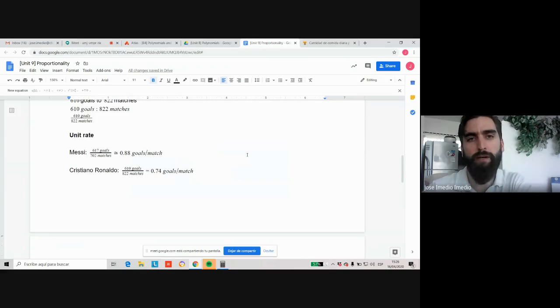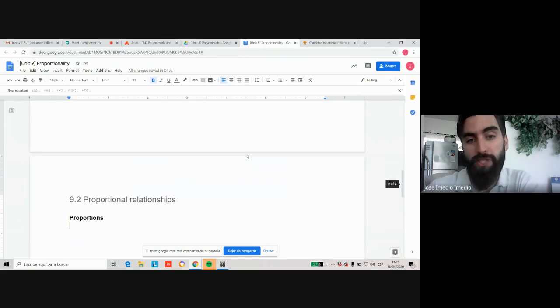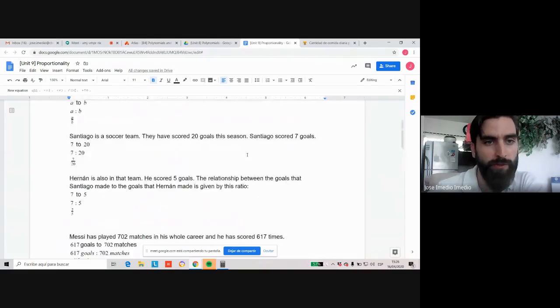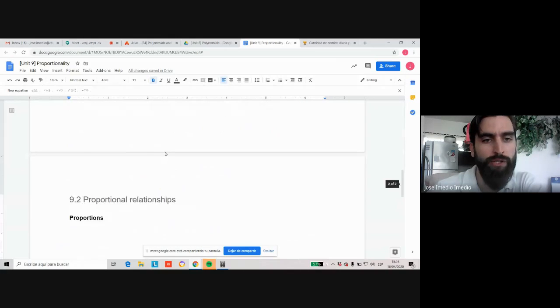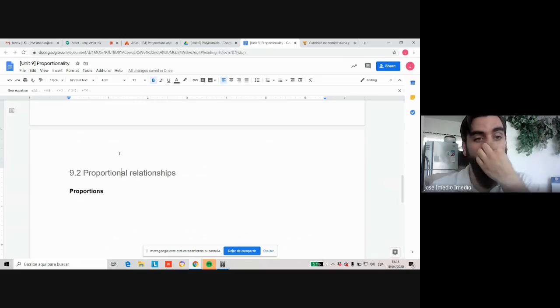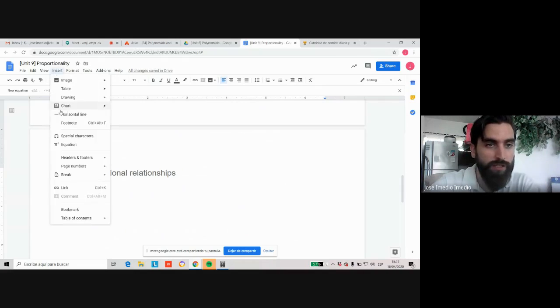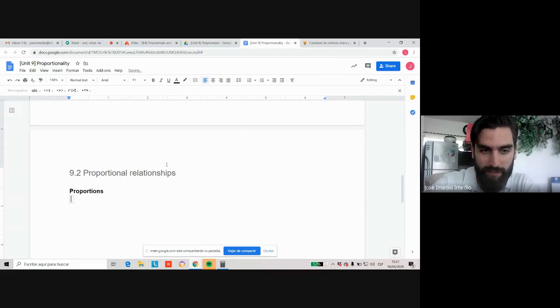Okay, guys, now we are talking about proportional relationships. We already talked about ratio and unit rate, and now we're talking about proportional relationships. What's a proportion? According to your book, a proportion is an equation that states that two ratios are equivalent. That's on page 115. A proportion tells us that two ratios are equivalent.